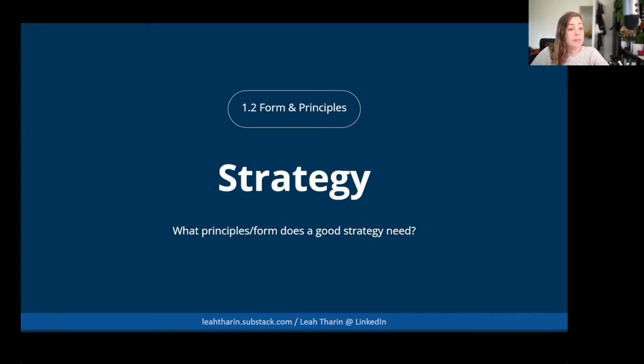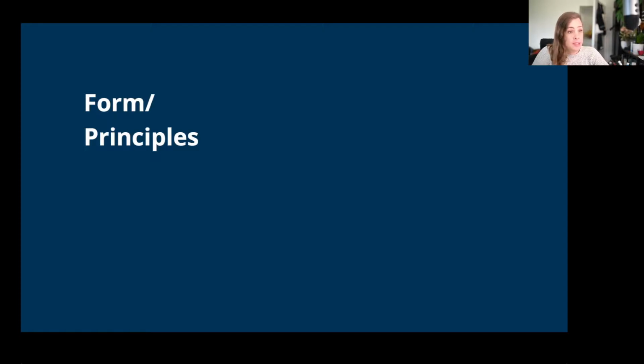Okay, the second part is about the forms and the principles of a good strategy. So, what principles and form does a good strategy need? And I mean a good strategy, because creating any strategy is relatively simple. The very first part that we're going to look at in this section is about the forms and principles of a strategy that needs to be simple. There's no two ways about it.